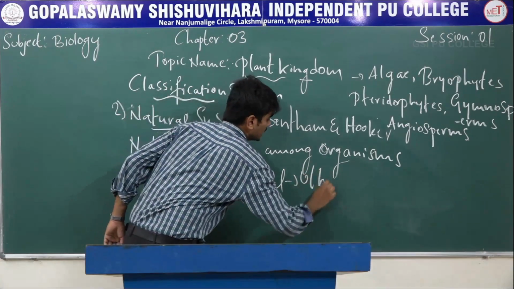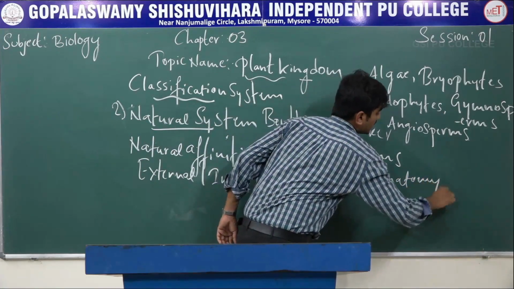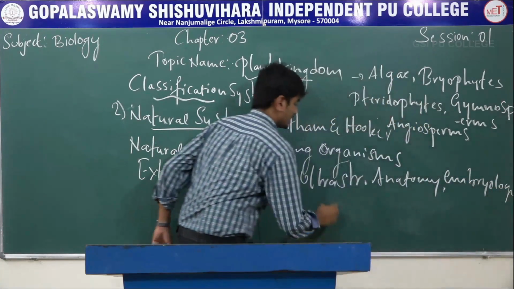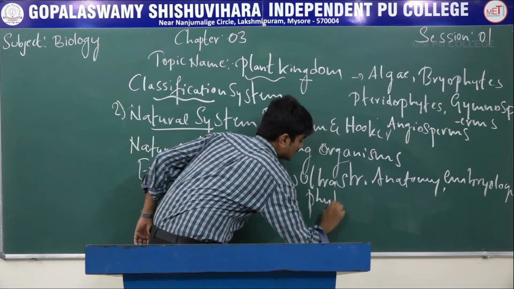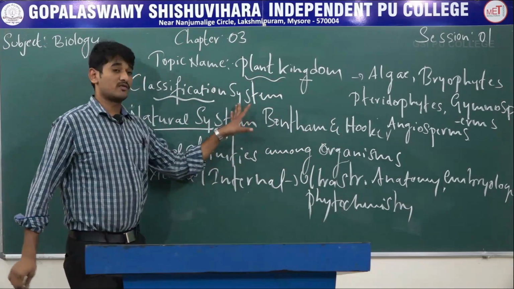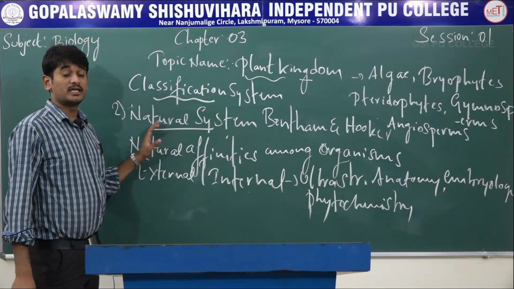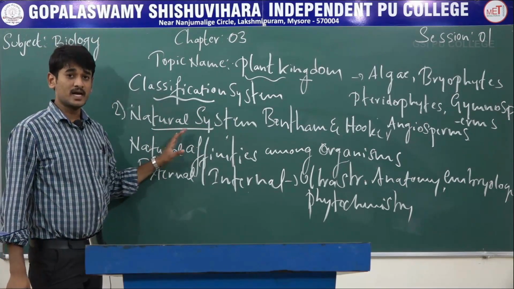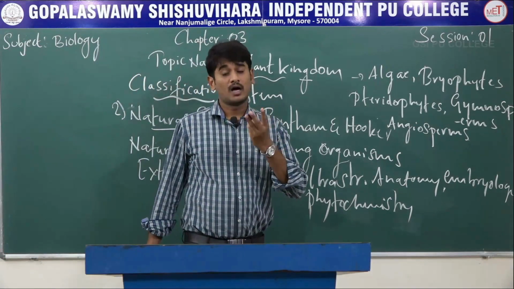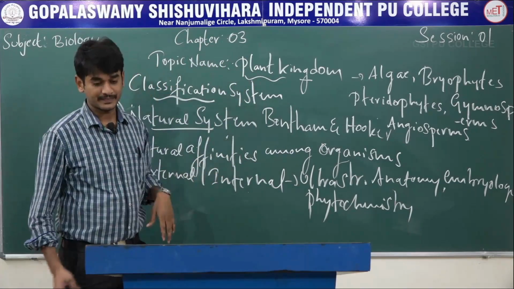Features like ultrastructure, anatomy, embryology and phytochemistry. Yes, the natural system of classification was given by Bentham and Hooker, and this system is based on natural affinities among organisms, and they include both external and internal features like anatomy, ultrastructure, embryology, and phytochemistry.